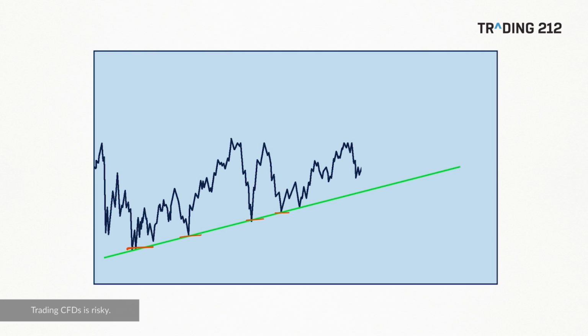You can draw a trend line just looking at two troughs, put the line through it, and then a third would be used to confirm.